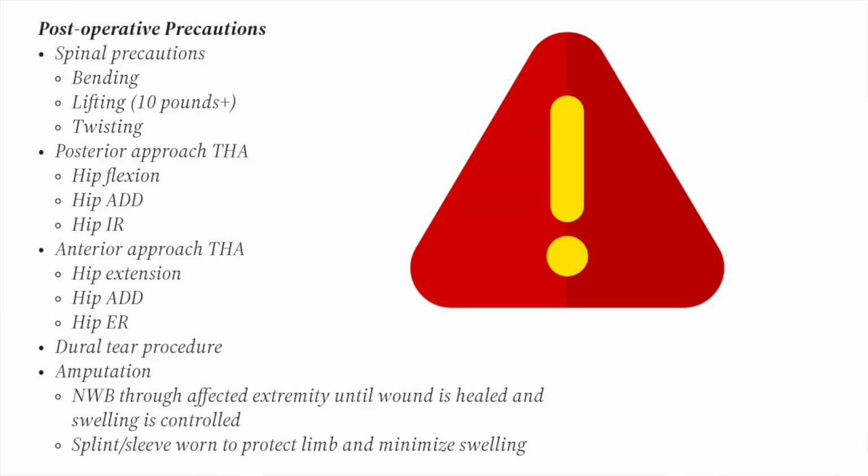On top of the spinal precautions, you're going to want to review your posterior approach total hip arthroplasty precautions, which typically are no hip flexion greater than 90 degrees, no hip adduction, and no hip internal rotation. As for the anterior approach, it's no hip extension, no hip adduction, and no hip external rotation.